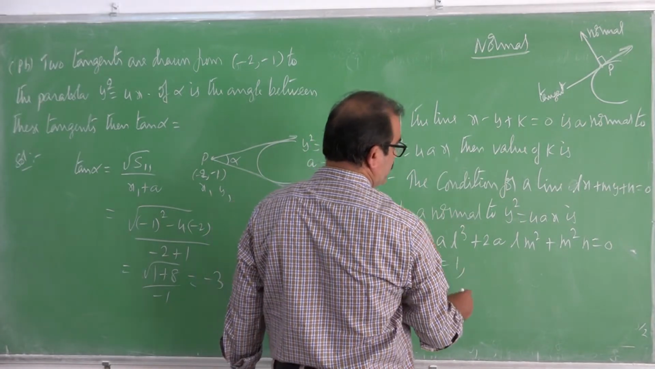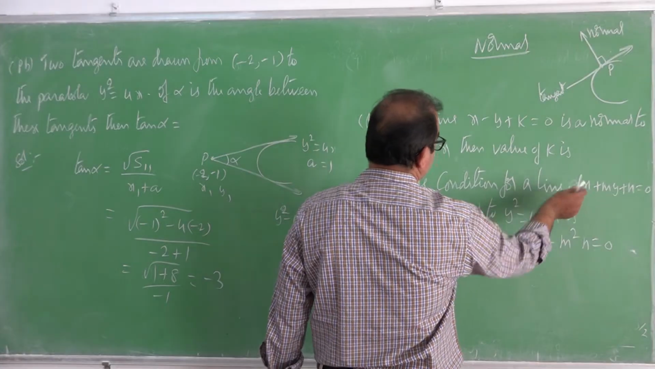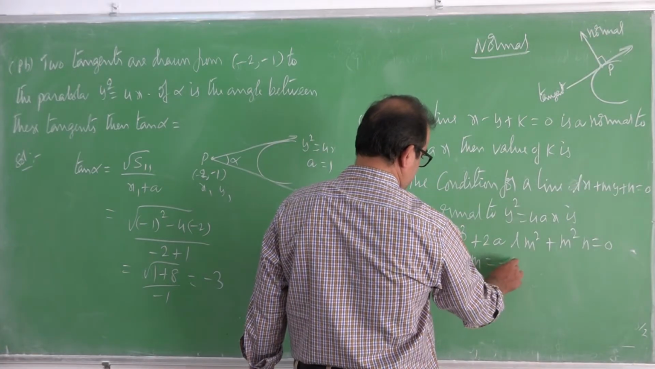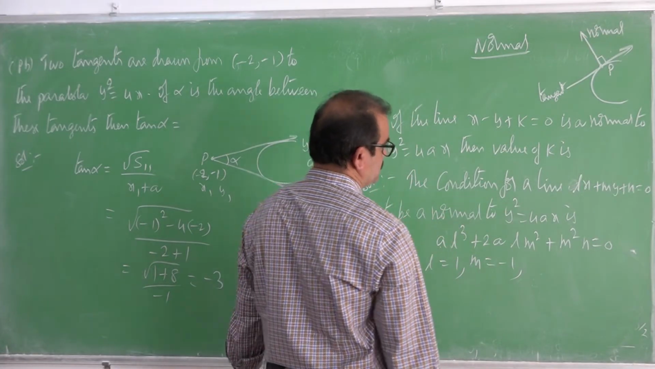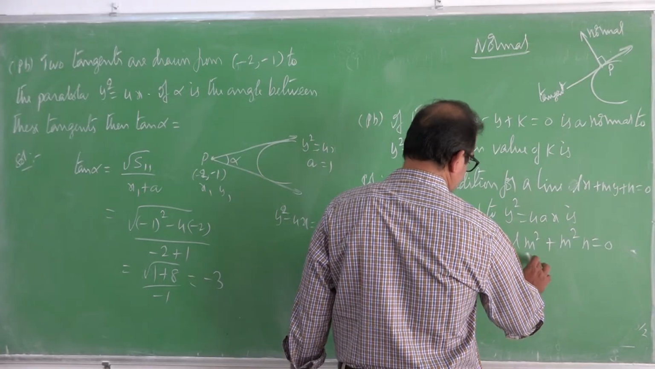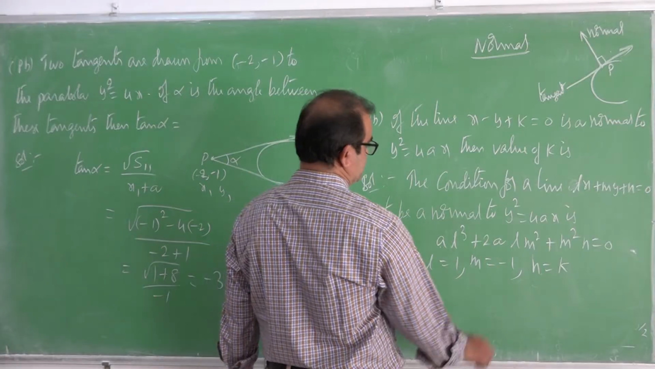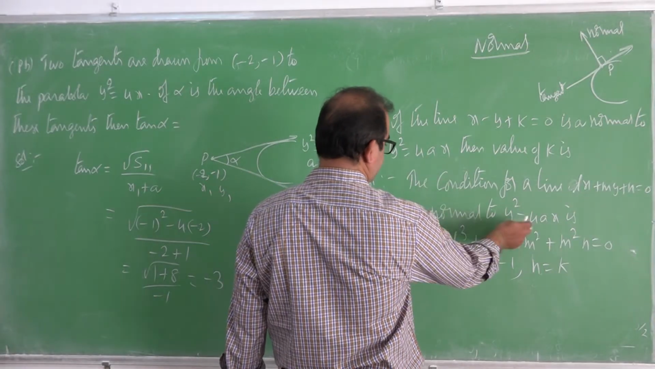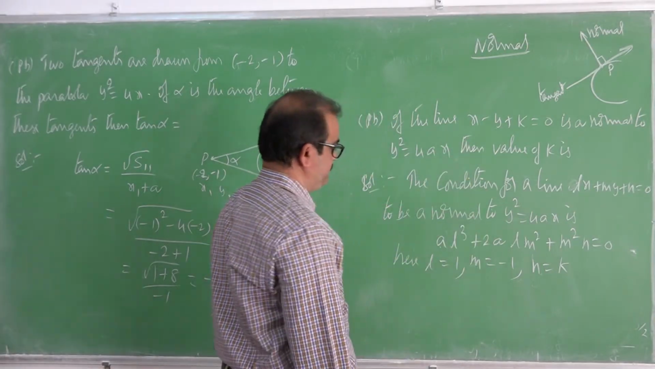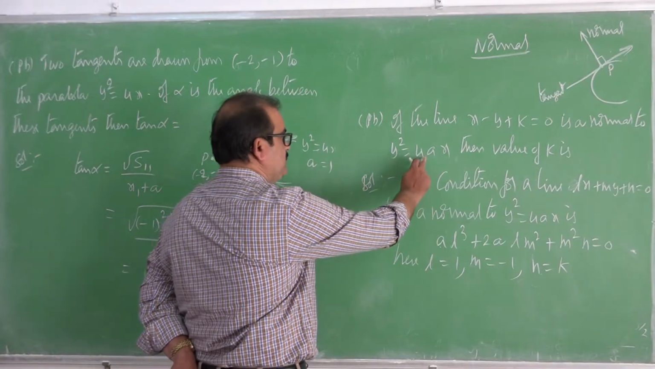L is equal to 1. Comparing this line with this line, m is equal to minus 1, n is equal to k. Next, in the parabola, the value of a is the same, a. The given parabola is in standard form.